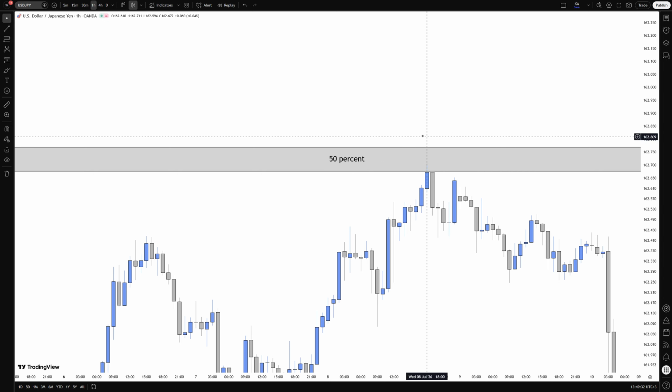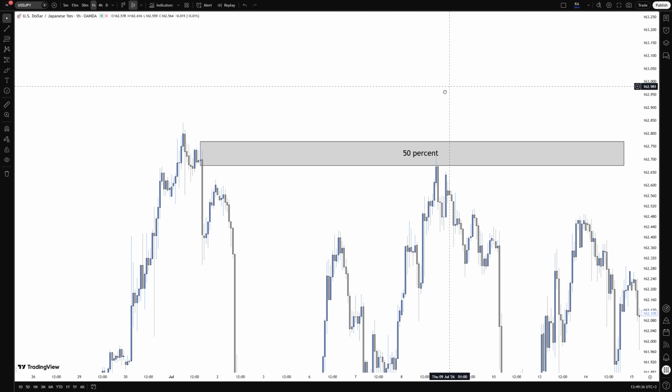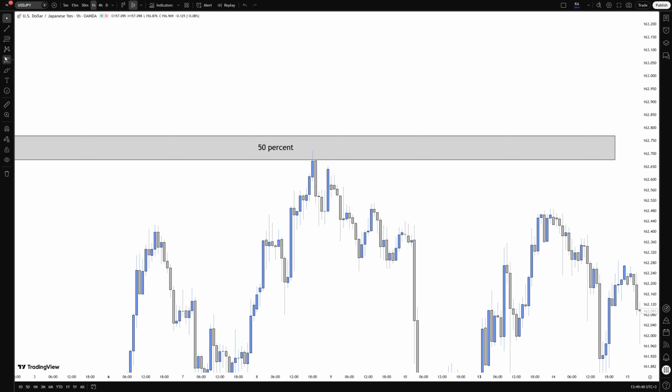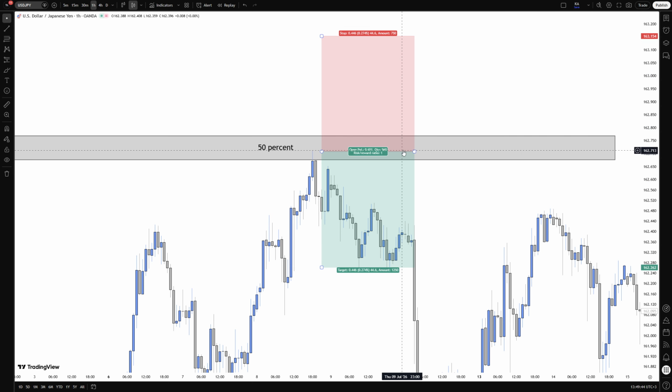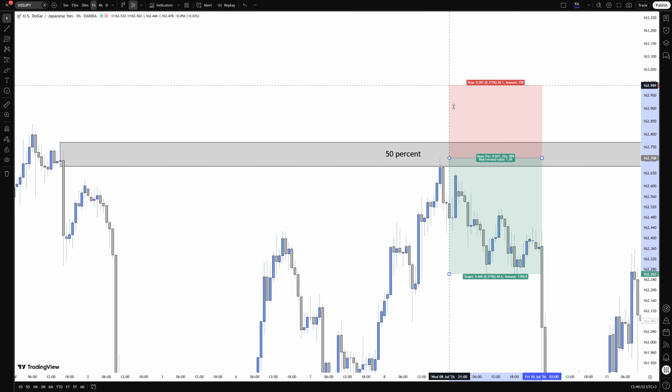Previous highs, previous lows. For example, when I took this trade, I tagged here. And then it was a short trade, so I entered from 50%. This is probably 25% or so. So you put your stop loss right here.